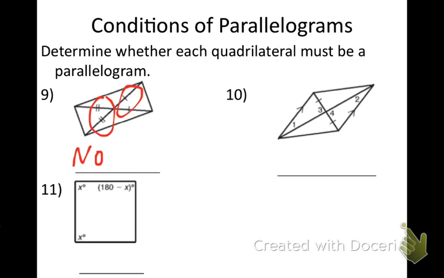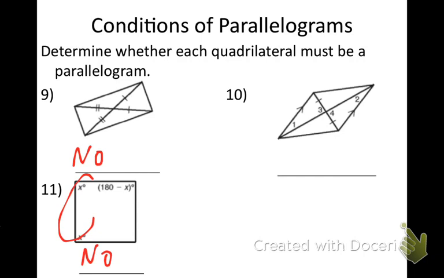Good catch. I'm going to skip to number 11. What do you think about number 11, Ryan? Yes, because x would equal 90. Is that always going to be true, though? No. Number 11 is actually no. Because what happens if it's like 60? Then you get 60 and 60, and these two angles are then 120, and it's not supplementary.